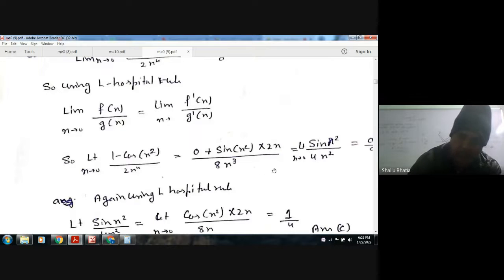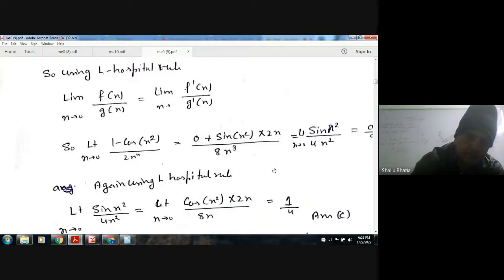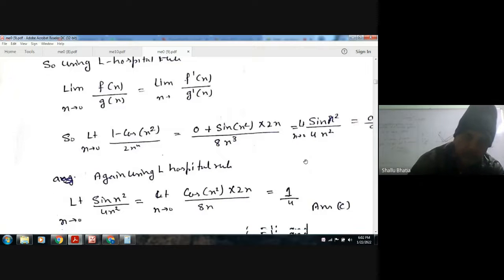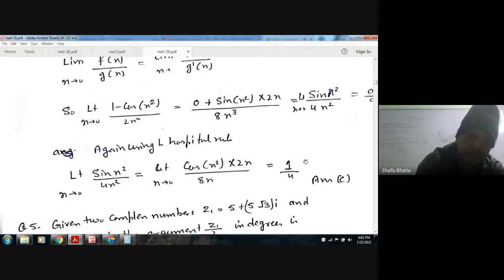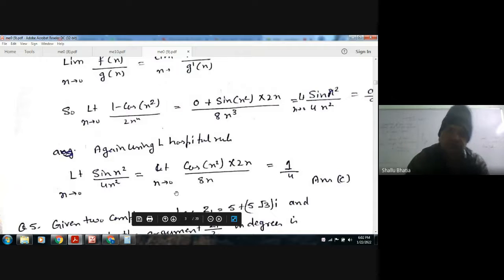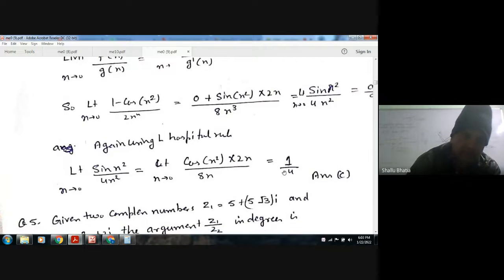Now again, if we put the limit, it is again 0 by 0 form. So again using L'Hospital's rule, the differentiation of sin x² is cos x² into 2x, and the differentiation of 4x² is 8x. Putting x equal to 0, this is 0, this is 1, and this will be 4. So the answer is 1 by 4. The answer is C. Next.